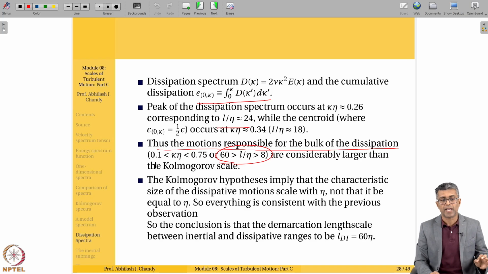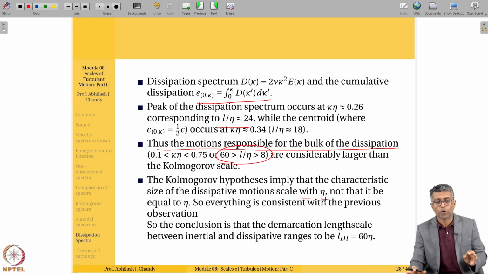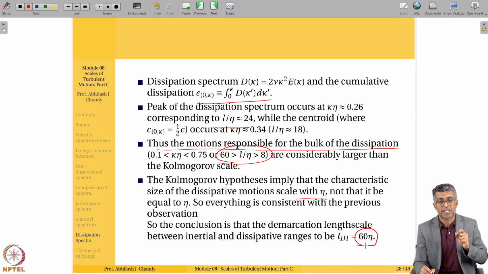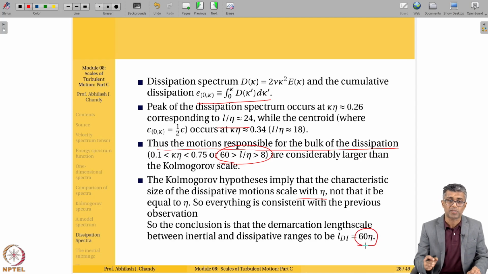So what we are saying is that the Kolmogorov hypothesis implies that the characteristic size of the dissipation motion scales with eta, and it need not be equal to eta. It scales with eta. So everything is consistent. So now we see where the demarcation length scale comes from. Remember, there was an LDI that we used to be equal to 60 eta. At that time I had said it's an arbitrary number, but we will show that it actually makes sense.